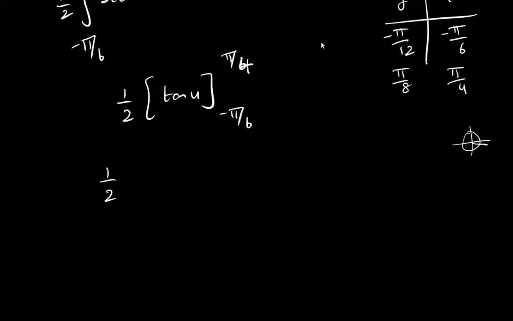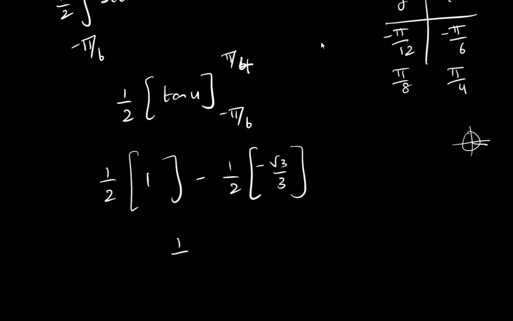Okay, so I have 1 half. First, let me do pi over 4. Tan pi over 4 is 1 minus negative root 3 over 3, since tan negative pi over 6 is negative root 3 over 3. So basically, I have 1 half plus root 3 over 6 as my answer.